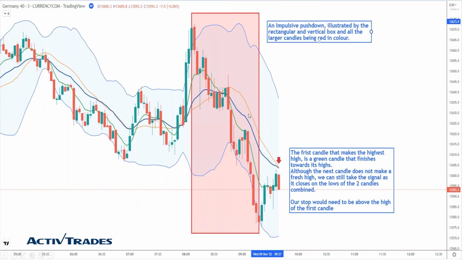Looking at this, if this is the execution time frame, we see a large rectangular impulsive move. We then get several candles. Notice how we get 1, 2, 3, 4, 5, 6. It takes 7 candles to retrace 3 previous candles. We come back, we connect with the moving averages, and then we get this signal candle finishing on its lows. Now, your stop would be above this original green candle that creates the highest high.